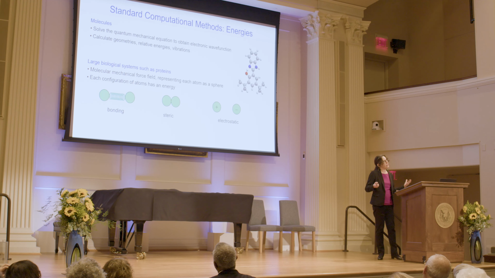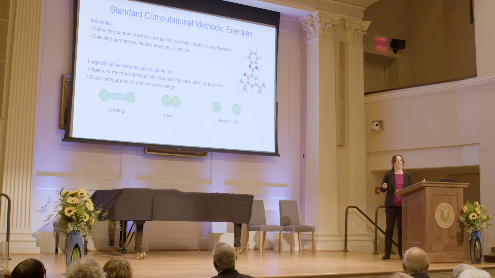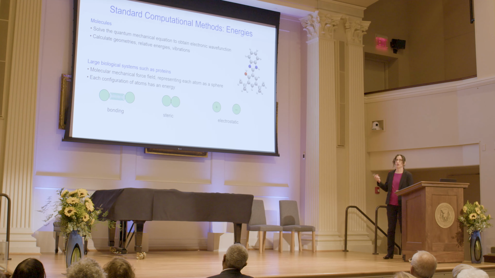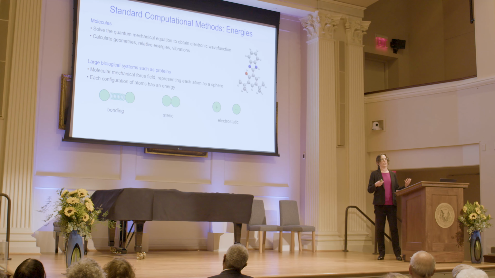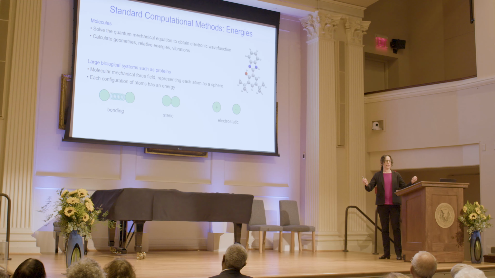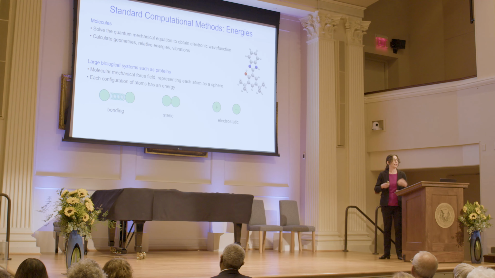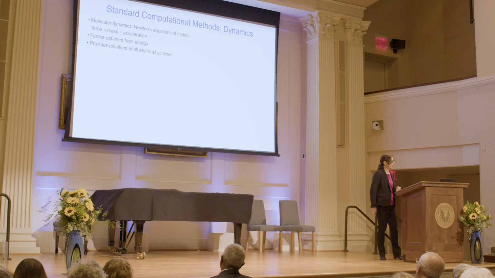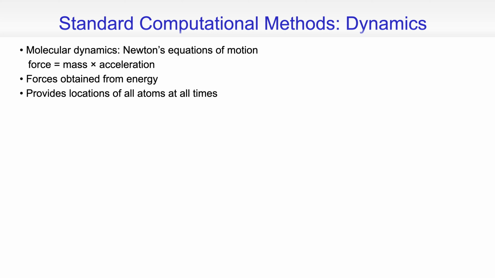Now, if we have large biological systems, we can't treat everything quantum mechanically. It's too expensive. So people have come up with more approximate methods. For example, molecular mechanical force fields, where each atom is represented as a sphere, and then each configuration of atoms has an energy associated with it. So, for example, a chemical bond would be described by a spring between two spheres. Steric effects would be described by, if you think of two billiard balls knocking into each other and bouncing back. And electrostatic interactions, again, I already mentioned opposite charges attract, and like charges will repel. So all of that goes into this big expression to describe big molecules. Now, if we want to know how these molecules are moving, we can do molecular dynamics.